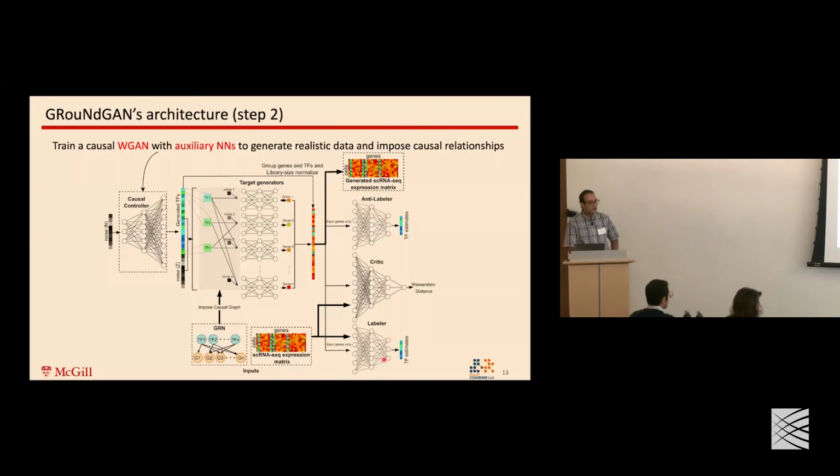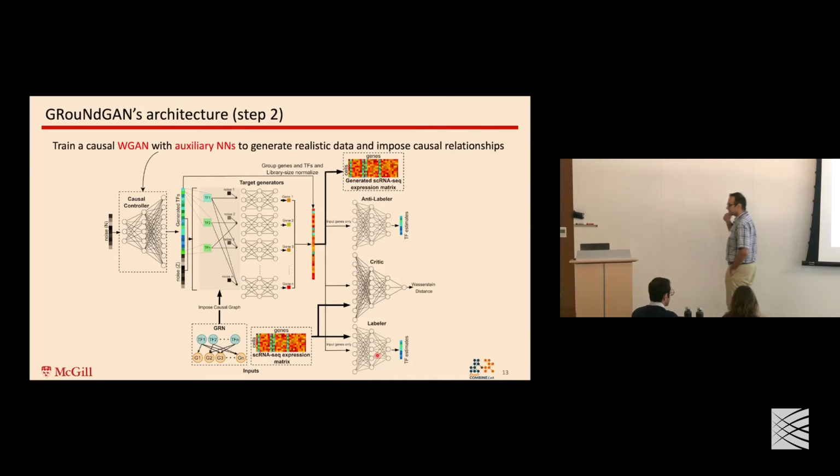Now, we also have a labeler that does a very similar job, but in addition to accepting simulated target gene expression values to estimate, again, simulated TF expression values, it also accepts experimental expression values from here to estimate the actual experimental TF expression values.